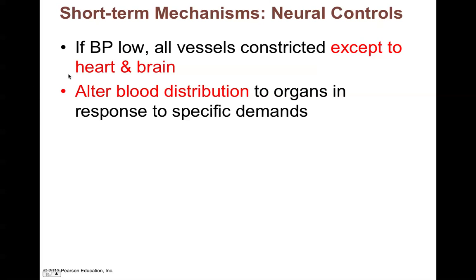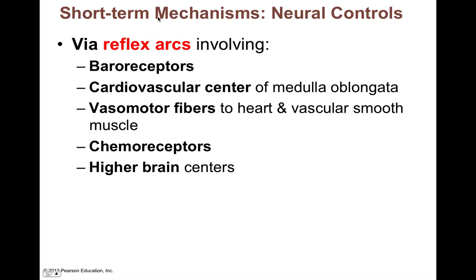Short-term mechanisms, neural controls. If the blood pressure is low, all the vessels are going to be constricted except to the heart and the brain, the essential organs. It'll alter the distribution of blood to the organs in response to specific demands. There are also reflex arcs involving baroreceptors. Have you ever heard of a barometer? Baro is referring to pressure. In the body's blood vessels and in the heart, there are areas with little pressure receptors. So reflex arcs can occur that involve these baroreceptors.